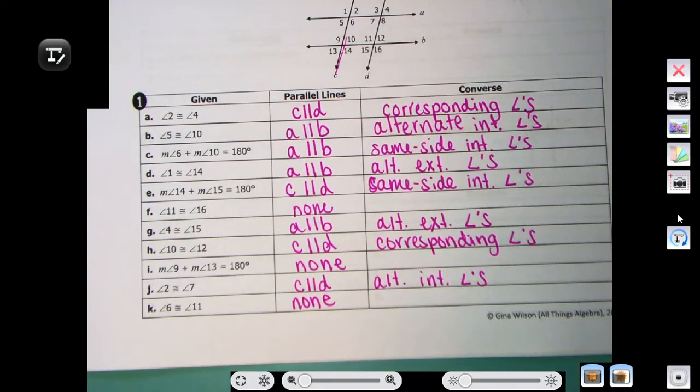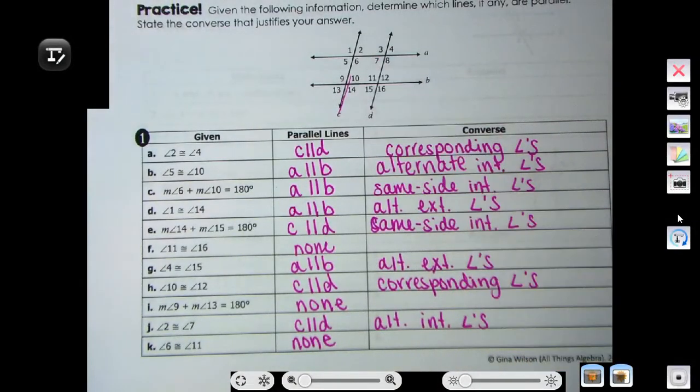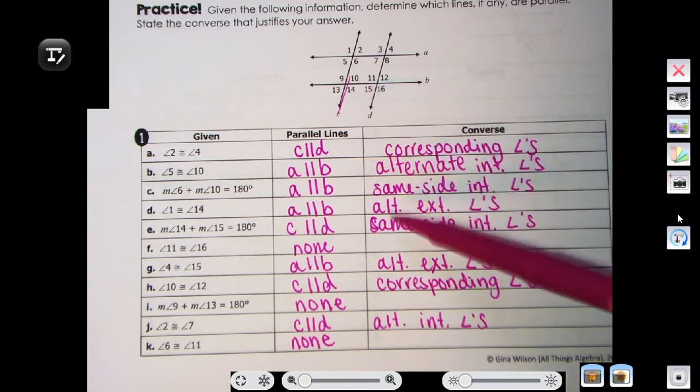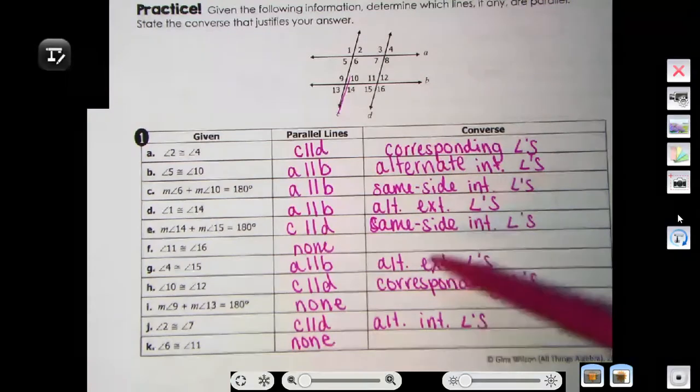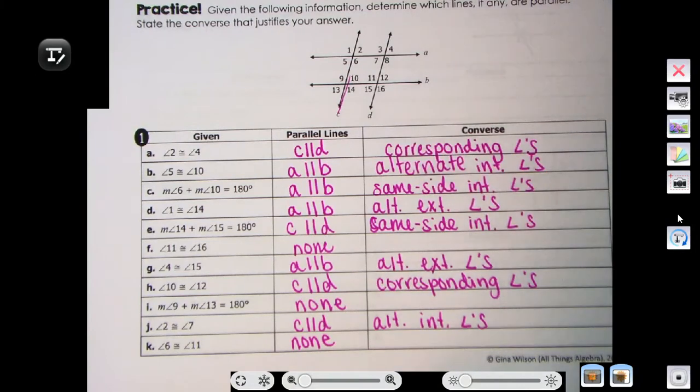All right, so take a look at my answers here. Hopefully you had some similar ones. It's okay if you got some of them wrong, but the main thing is that you were looking and really trying to think about these angles and what type of relationship they have so you can get comfortable with identifying these angles when you see them on parallel lines cut by a transversal. So let's see here. We had angle 1 and angle 14. So these are alternate exterior angles, so I just abbreviated here. And that means that A is parallel to B.